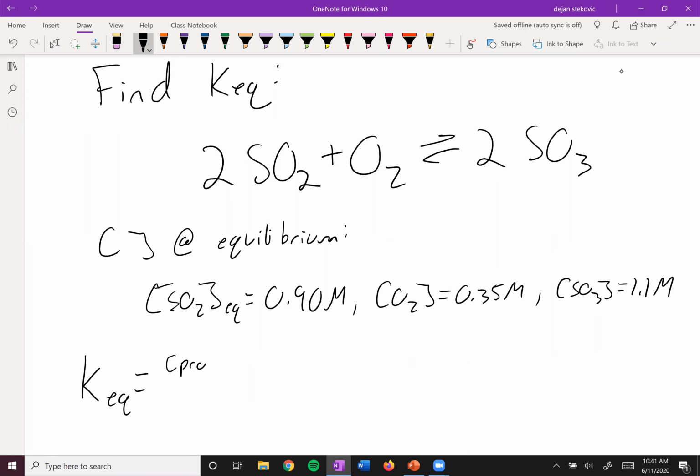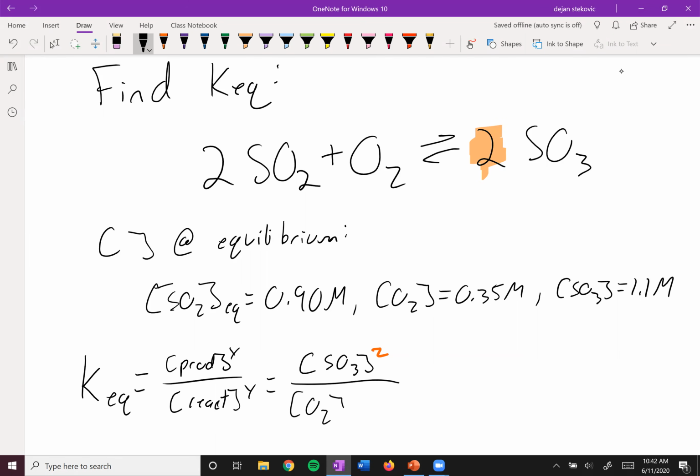We remember that it's always products taken to their exponents over the reactants taken to their exponents. And in this case, we only have one product, and it's SO3. And it has a 2 as the coefficient, so we put a 2 there. And then the reactants, we have O2. This has a coefficient of 1, so you leave a 1 there, which you don't have to write explicitly. And then we have SO2. This has a 2 in front of it, so we put a 2 up here.